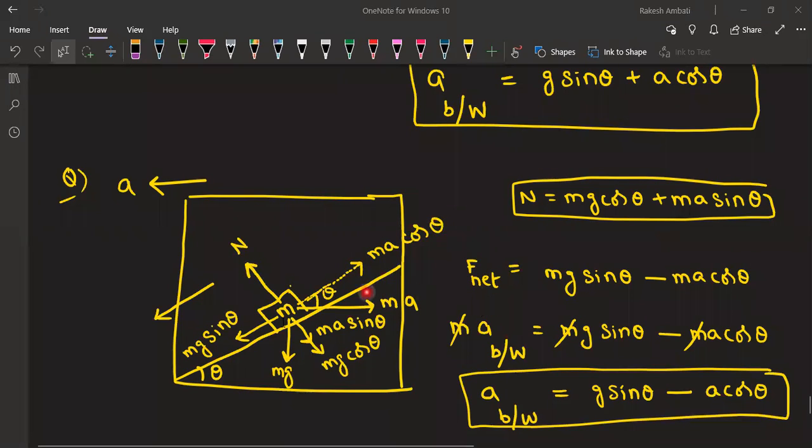So how we got F net? In this case, the block is moving down the wedge. So we have mg sin theta in this direction and ma cos theta in this direction. The motion is downwards. Then how to find net force acting on the block is mg sin theta. With respect to mg sin theta, ma cos theta will be in opposite direction. With respect to mg sin theta, ma cos theta in opposite direction is the resultant force acting on the block. So it is the direction of motion of the block.